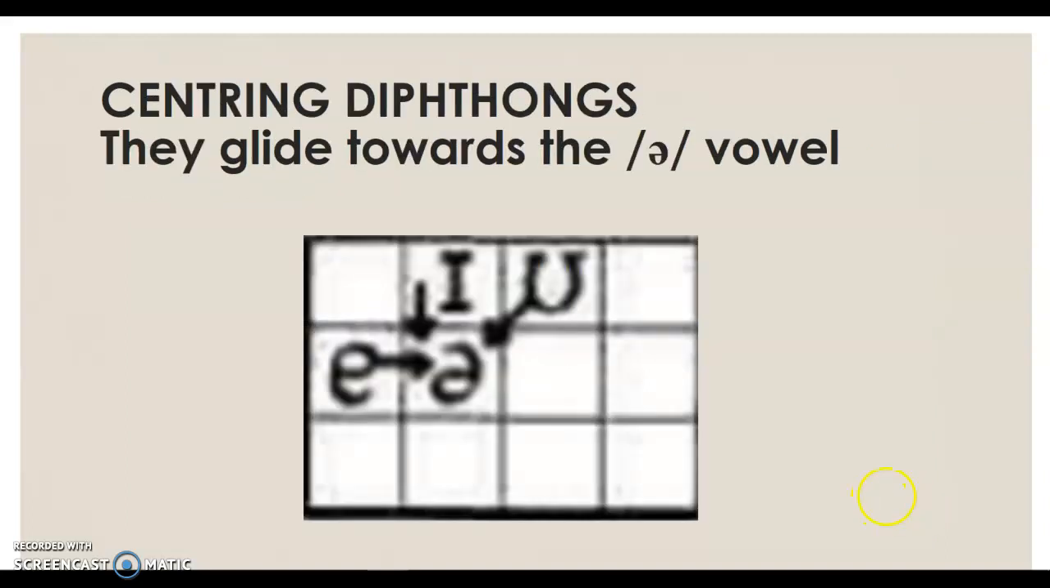Let's see this chart. In this chart, we have the centering diphthongs, in which the glide is towards the schwa vowel. That means a centering vowel. So we have the diphthongs eə, ɪə, and ʊə. Pay attention, they start from different positions, but all of them move towards a vowel in the center. That's why they are called centering diphthongs.